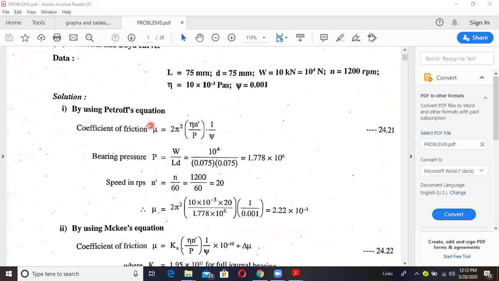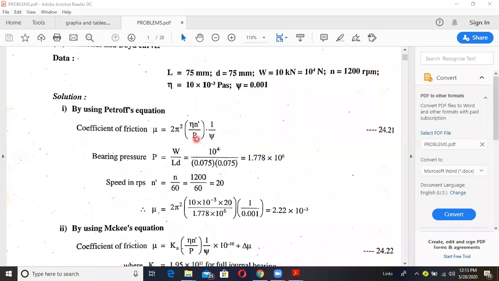The formula to calculate mu based upon Petrov's equation, which we have derived, is mu is equal to 2 pi square eta n dash by P into 1 divided by xi. If you see this formula, we know the value of eta, which is given in the question, but n dash is unknown. n dash is the speed in RPS that we have to calculate. They have given speed in RPM, so we have to convert it to RPS. Xi is the given diametrical clearance ratio, and P is the bearing pressure.